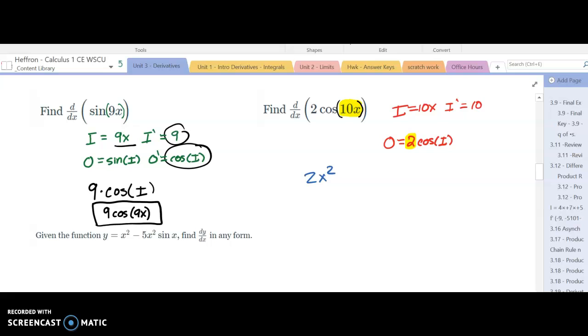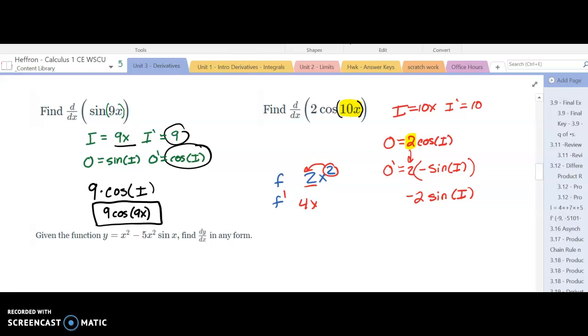If that was my function, f prime, we would bring the 2 down and multiply the constant, but it would stay there, and we'd have 4x as our derivative. So here, O prime will be the derivative of cosine, which is negative sine of I, times the constant of 2, or negative 2 sine of I.